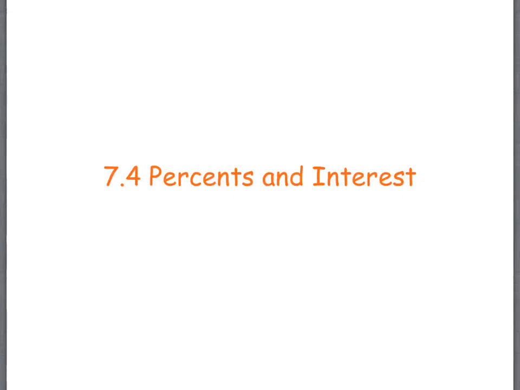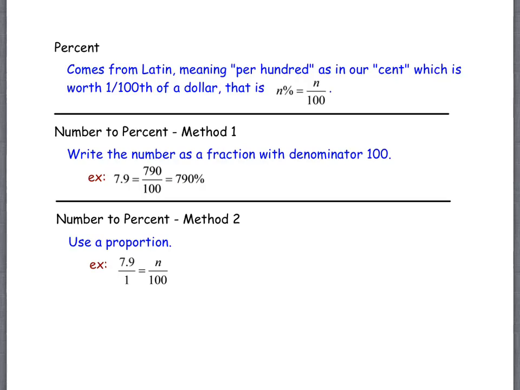All right, last section in Chapter 7 is on percents and interest. Obviously some pretty big ideas with decimals. And we're going to start by talking about what these things mean. So percent is actually a word that comes from the Latin meaning per 100, as in our cent.